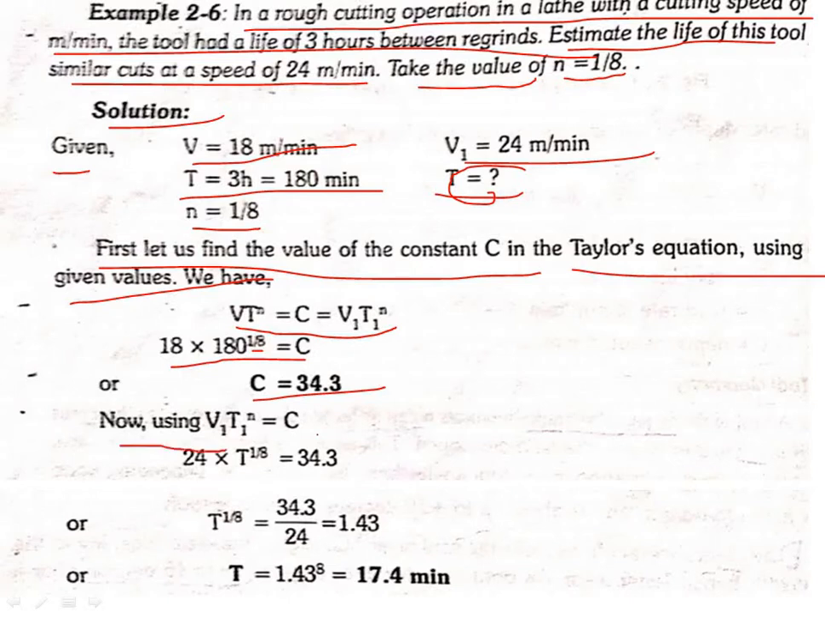Now using V1 T1 raised to n is equal to C, substitute the values. 24 into T raised to 1 by 8 is equal to 34.3. So T raised to 1 by 8 is equal to 34.3 divided by 24, that is equal to 1.43. So T is equal to 1.43 raised to 8. That will be 17.4 minutes.